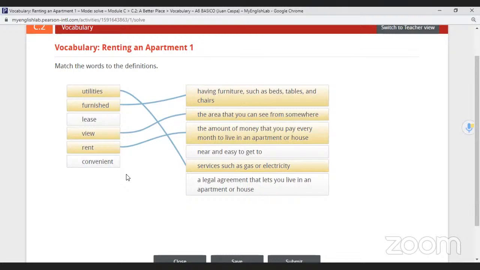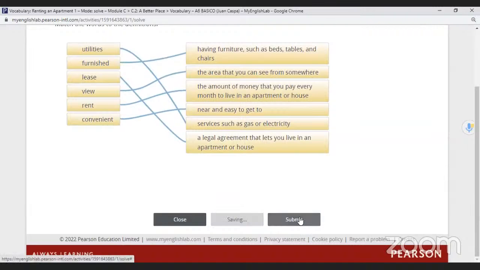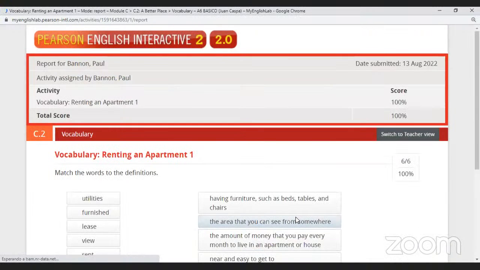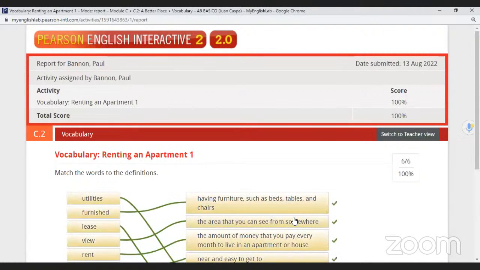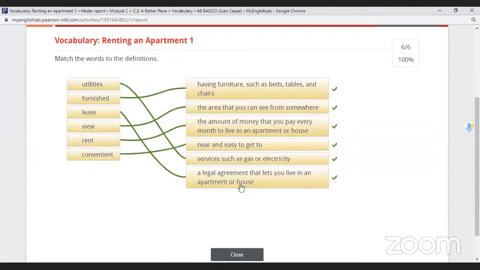And lease. Near and easy to get to. Convenient. A legal agreement that lets you live in an apartment or house. That must be that, right? A legal agreement, lease, como contrato. Convenient, near, and easy to get to. Very good, right? It's okay.